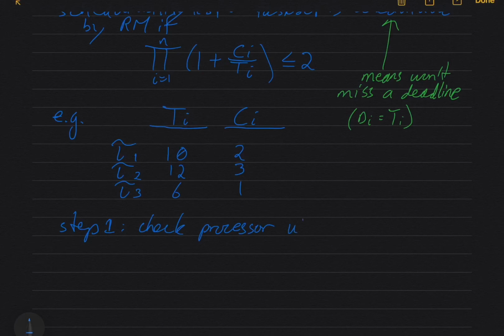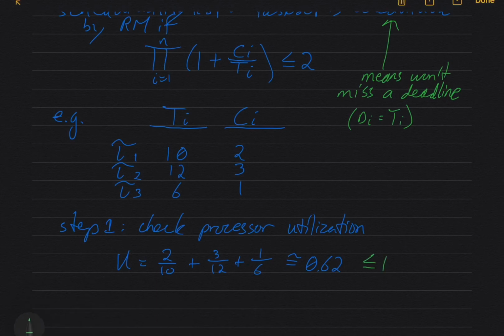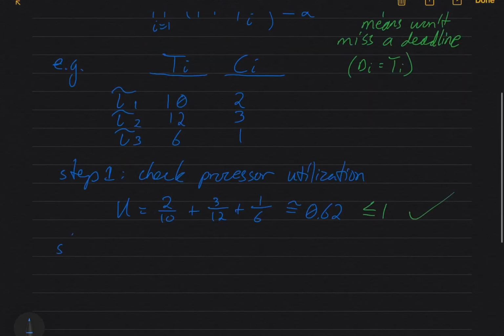So step 1 in this case would be to check the processor utilization of the task set. So that's U equals 2 over 10 plus 3 over 12 plus 1 over 6, and that's roughly equal to 0.62, and that is less than or equal to 1. So that's good.